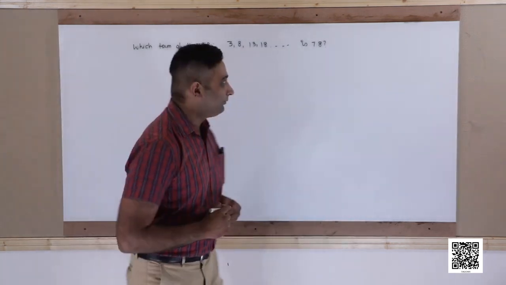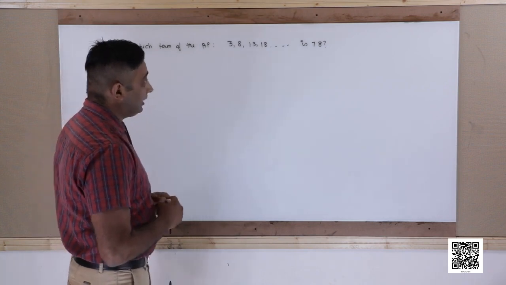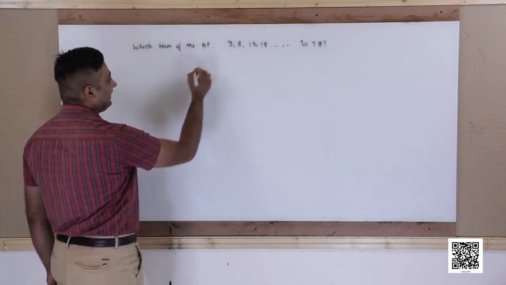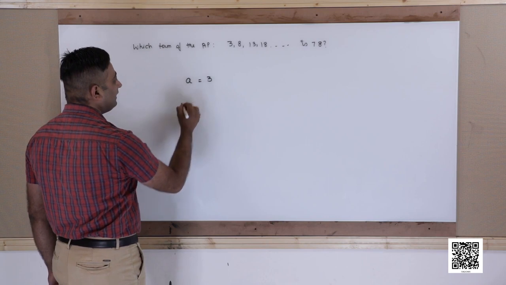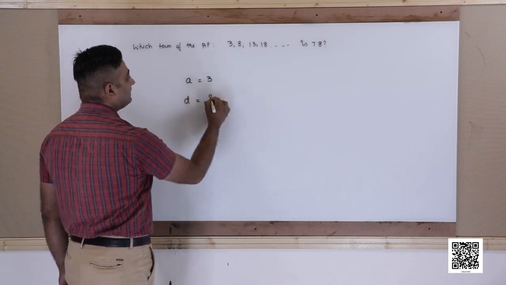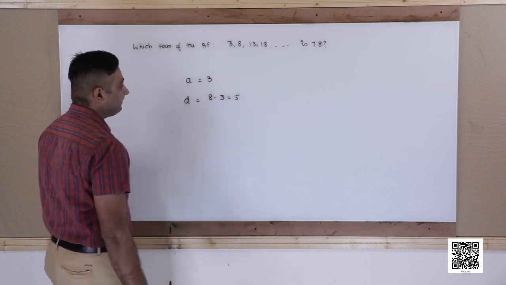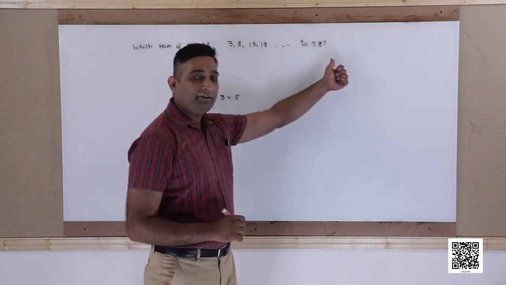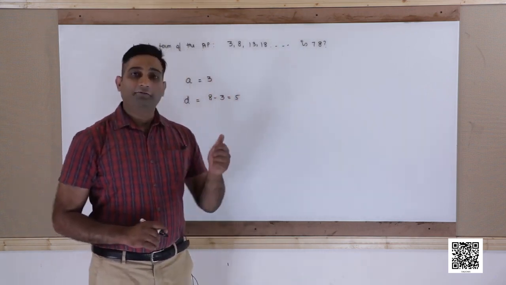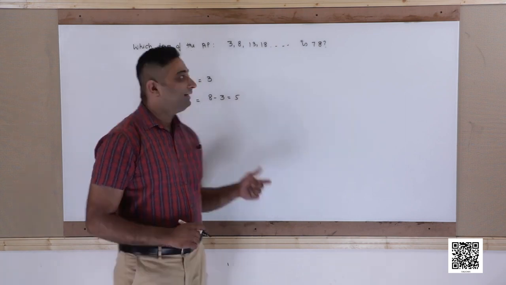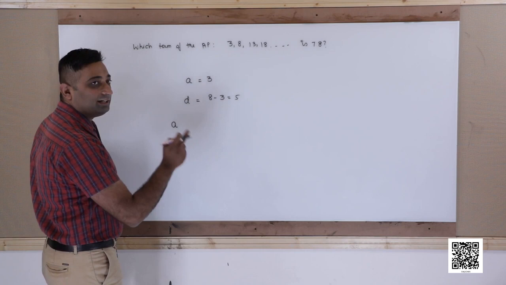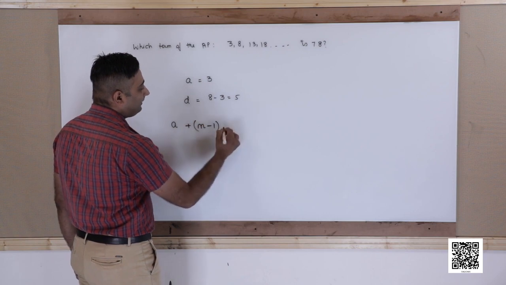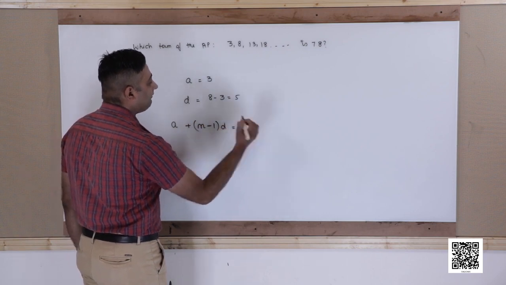Dear students, let us do one more problem. Which term of the AP 3, 8, 13, 18 and so on is 78? Now we can see that this is the AP with first term a equal to 3 and the common difference d given by the second term minus first term is equal to 5. Now the nth term of this AP can be supposed as 78. If we are able to find the value of n as a natural number, then there must exist a term 78 in this AP.